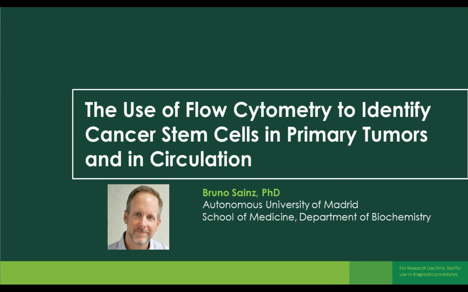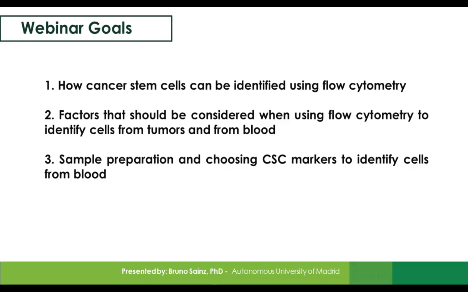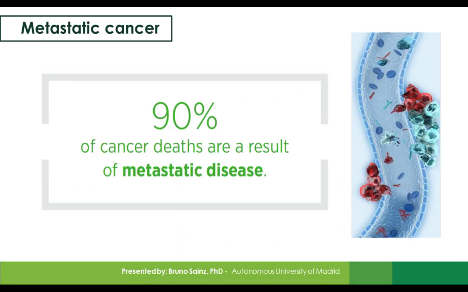Thank you very much, Judy, for that presentation. I'll be very happy to get started. So I've set 3 basic goals for this webinar, as you can see. First, I want to discuss with you all how to identify cancer stem cells using flow cytometry, evaluate factors that should be considered when using flow cytometry to identify cells from tumors and from blood, and also discuss sample preparation and choosing the correct cancer stem cell markers to identify these types of cells from blood and also from tumors.